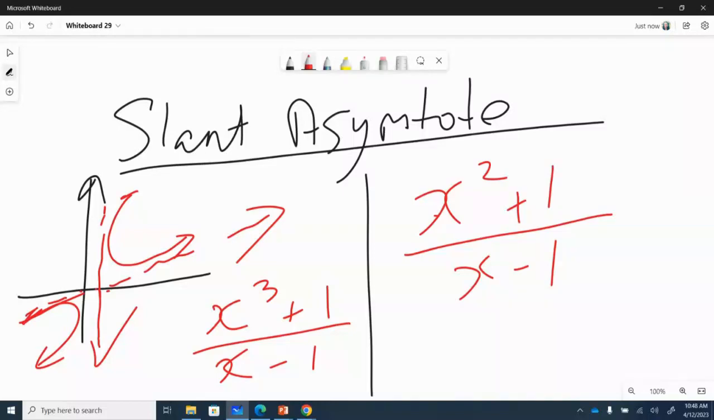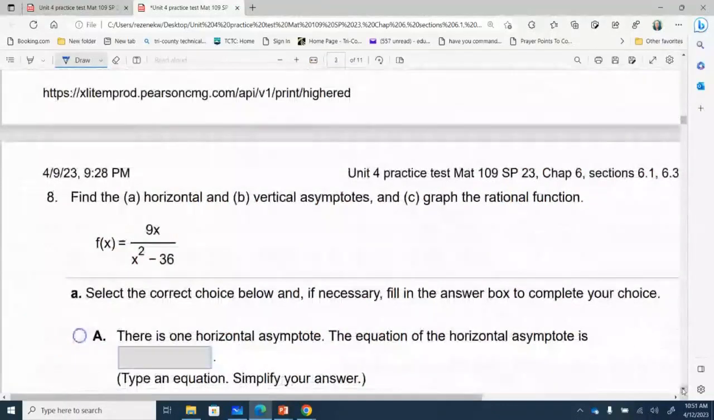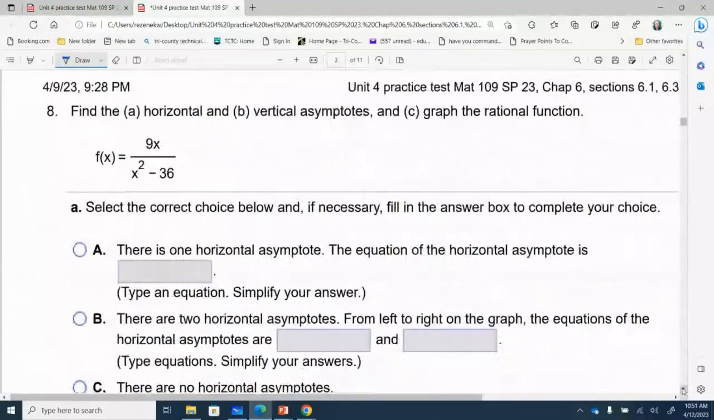Okay, let me find the horizontal asymptote. Okay, it's not about looking at the answer. I know that this practice test has answers. So the first thing I want to ask is, 1, does it have a horizontal asymptote? You can answer this question now. Does this have a horizontal asymptote?